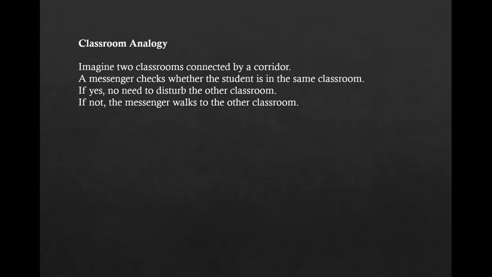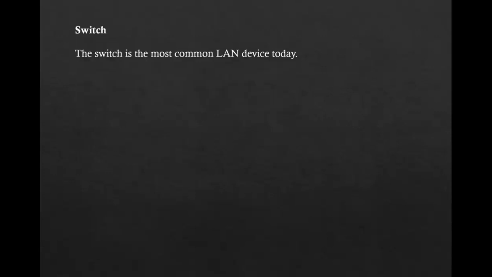So imagine two classrooms connected by a corridor. There is a messenger. This messenger checks whether the student is in the same classroom. If yes, no need to disturb the other classroom, right? If not, the messenger walks to the other classroom. Yes? So this is an analogy to understand the working of a bridge.